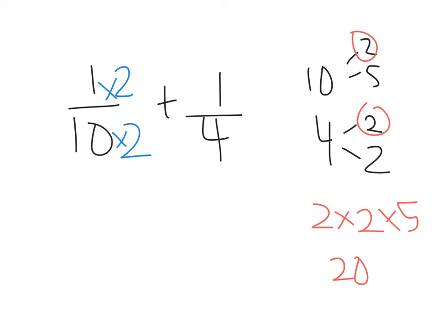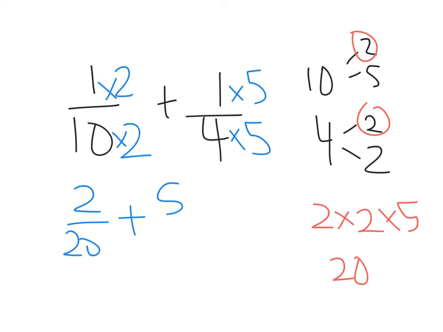How do I make 4 into 20? I'm going to multiply it by 5. I have to do the same thing up here. So this is going to be 2 over 20 plus 5 over 20 is equal to 7 over 20.